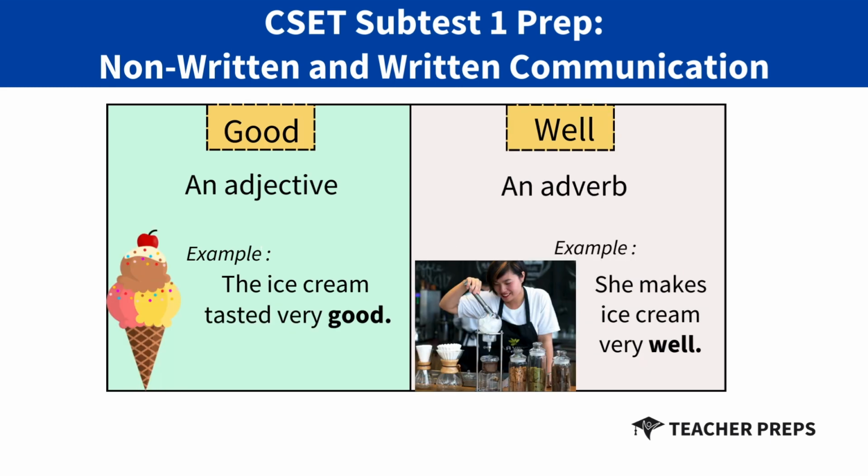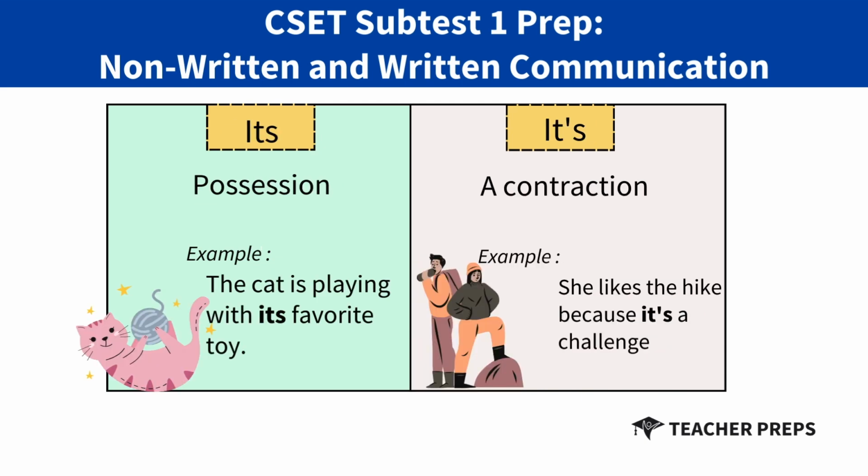Now, we've got good and well. Good is an adjective, well is an adverb. The example is, the ice cream tasted very good. Whereas the adverb, she makes ice cream very well.